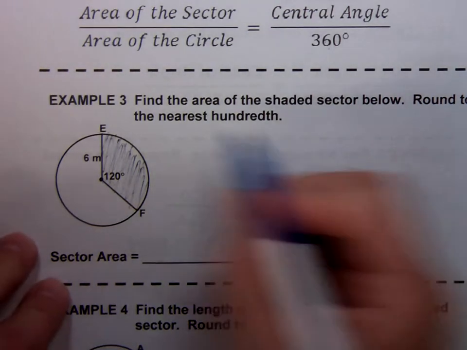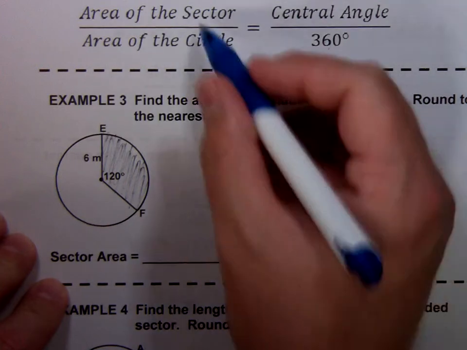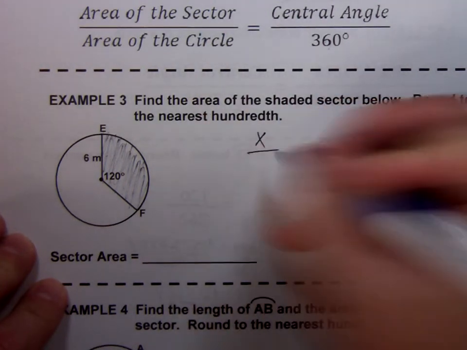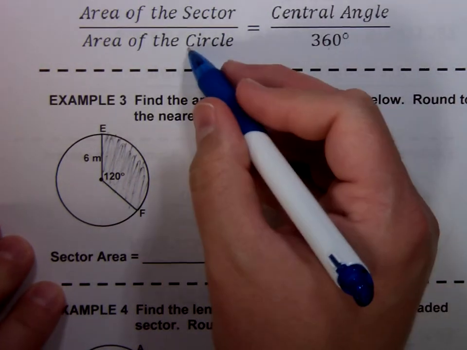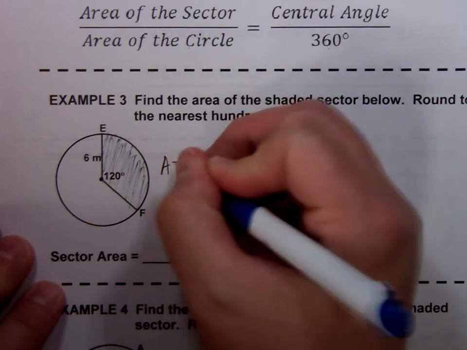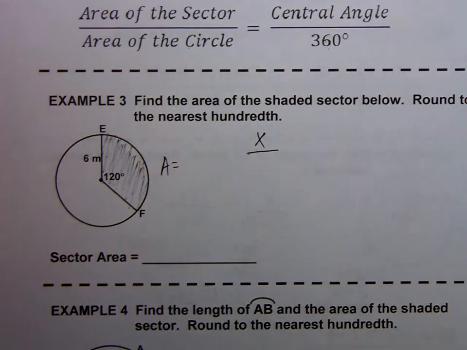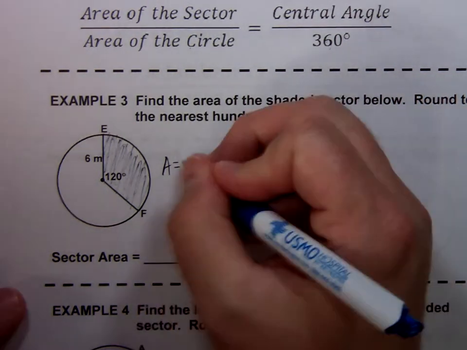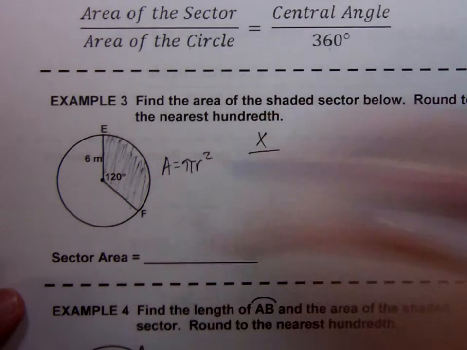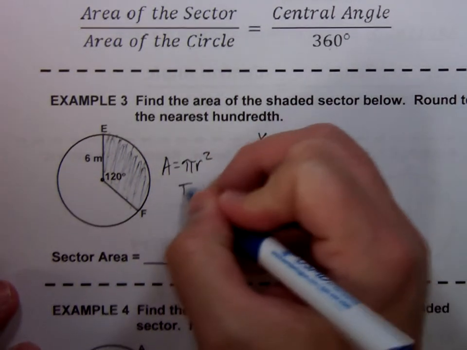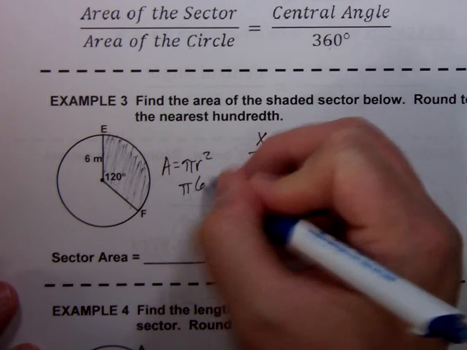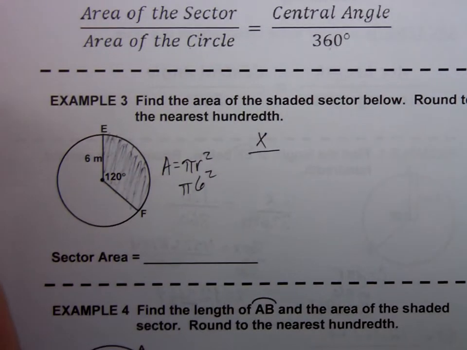All right, so when we're doing this, we want to find the area of the sector. I don't know what it is. Put a variable there. We want to put that over the area of the circle. So this time, where we did arc length, we were finding circumference. So arc length was part of circumference. Now we're doing sector area. That's part of the area. So now we're finding the area of a circle, and the formula for that is pi r squared. And the radius is 6. So I'm putting in pi times 6 squared.